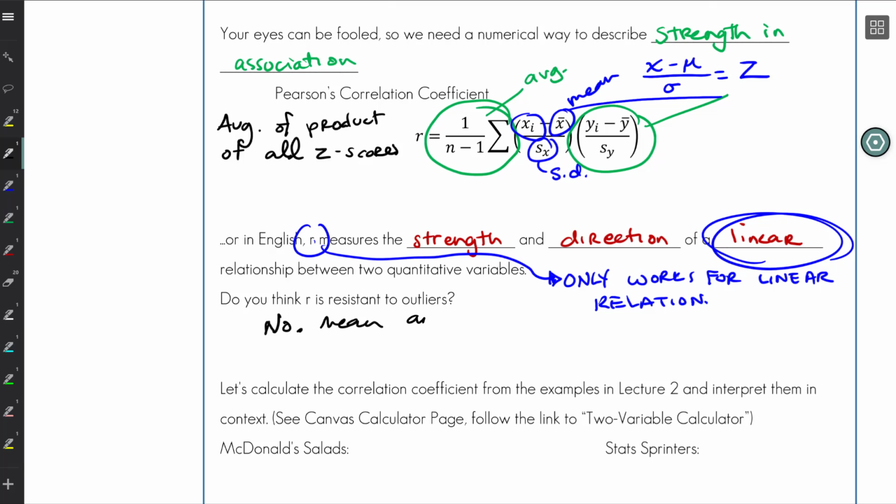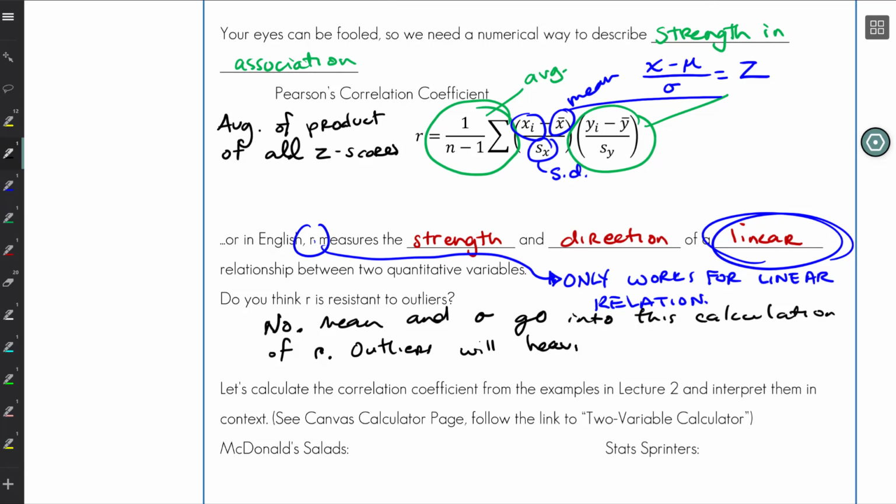Mean and standard deviation go into this calculation of R. Outliers will heavily influence correlation.